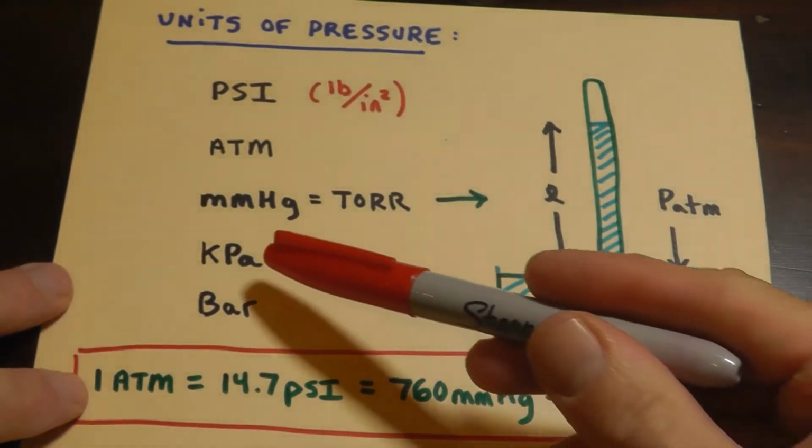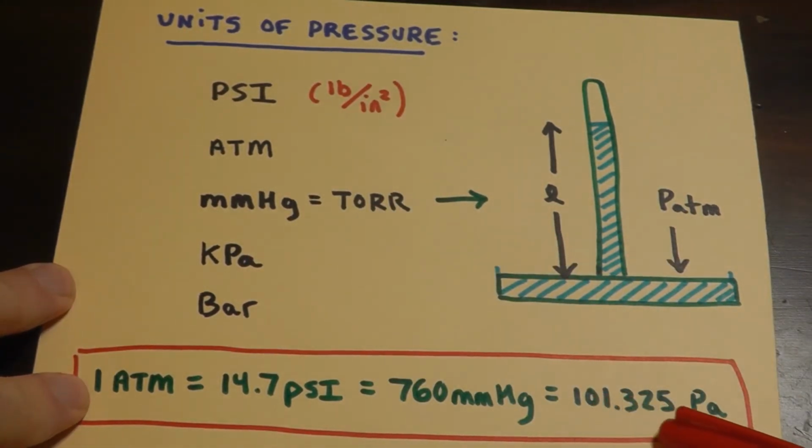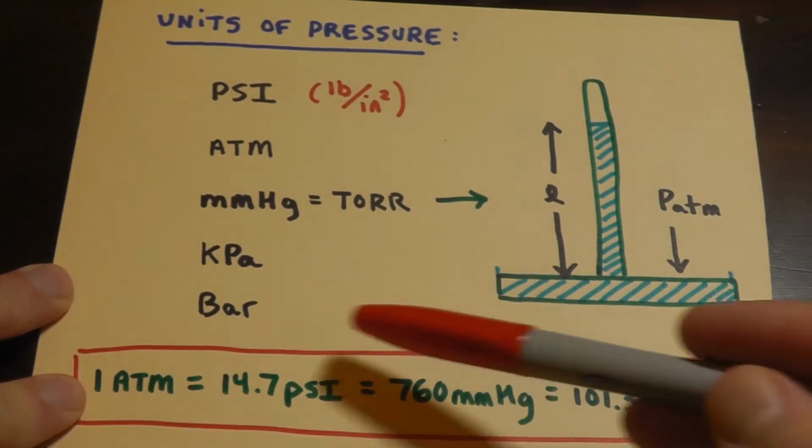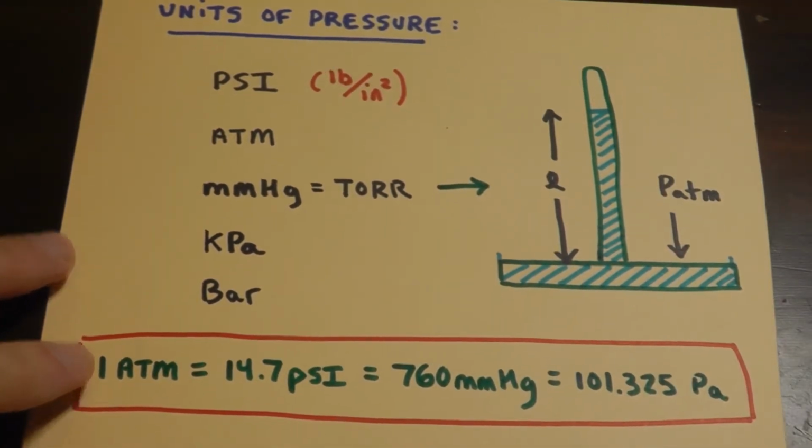And now we also have units called kilopascals, which is 101.325 kilopascals. All these, and bars, I didn't have enough room to write bars.